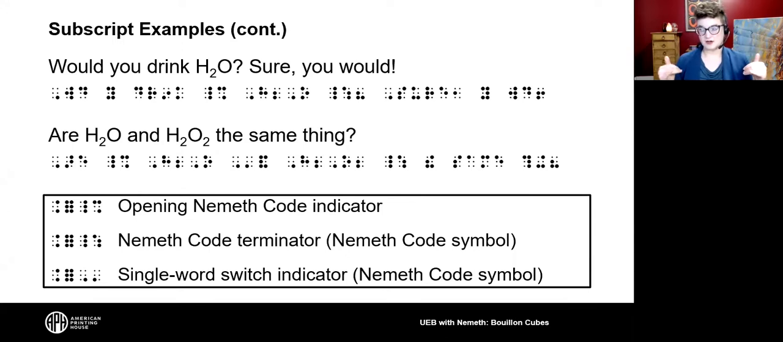These listings here on the slide in the box are exactly like you would see these listings for symbols on a special symbols page. They have the 2-cell dot locator for mention at their very beginning. Then there's the symbol we're identifying. It happens to all be 2 cells in this case. And our actual name of the symbol starts with a capital letter. And the Nemeth Code terminator, as well as the single word switch indicator, are both identified in parentheses as Nemeth Code symbols.